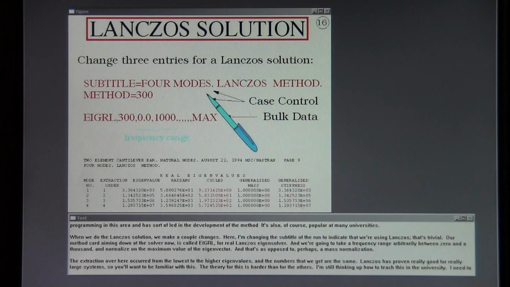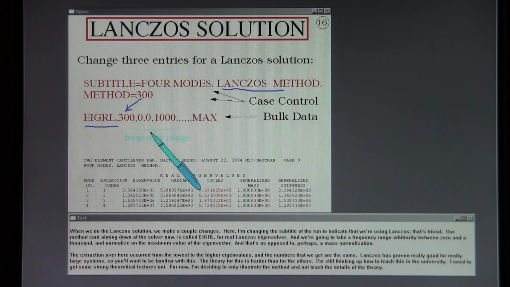When we do a Lanczos solution, we make a couple changes. Here I'm changing the subtitle of the run to indicate we're using Lanczos. That's trivial. Our method card aiming down at the solver now is called EIGRL, for a real Lanczos eigensolver. And we're going to take a frequency range arbitrarily between 0 and 1,000 and normalize on the maximum value of the eigenvector, as opposed to perhaps a mass normalization.